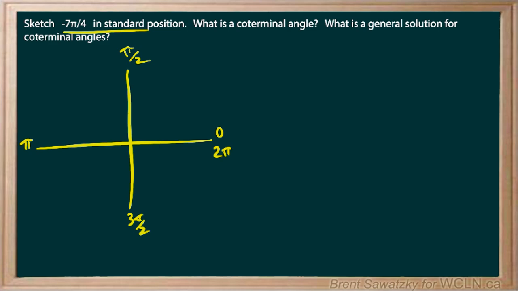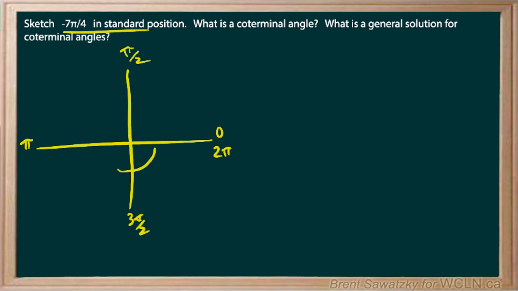So let's think about how to draw this negative 7 pi over 4. One way to think about it, and there's lots of ways, you could break it down by pi over 2s and see how many quadrants it goes through, the first or the fourth quadrant and all that. So we're heading this way, we know.